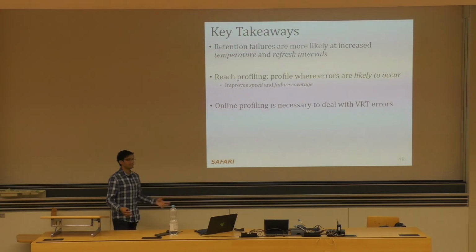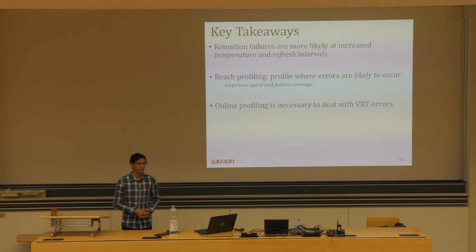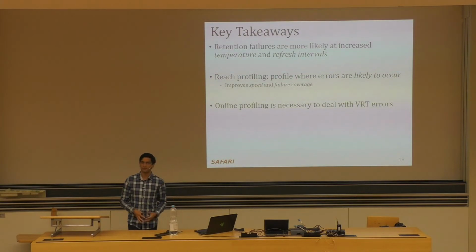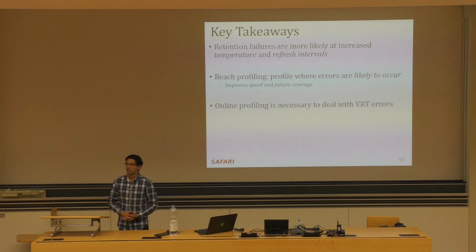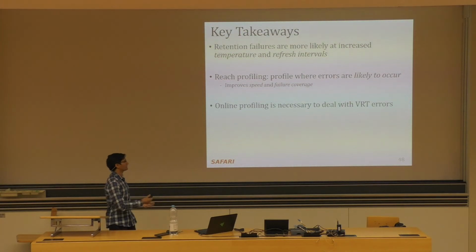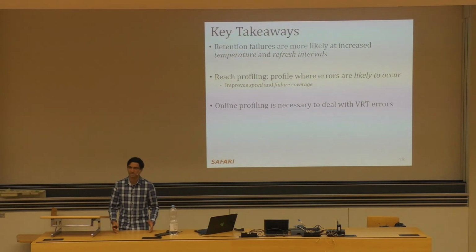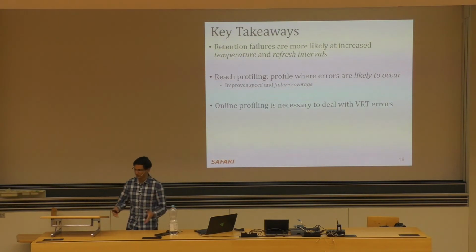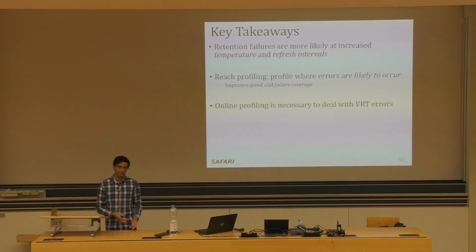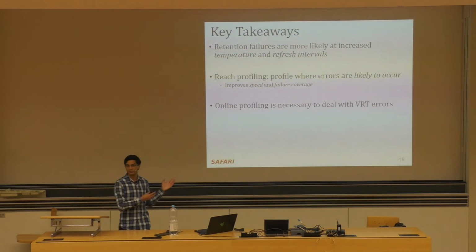Next, online profiling is necessary to deal with these VRT errors. And so this observation has actually been made in the past with some other works. This work serves to reinforce that, especially with these new devices that we've been testing. And this is an important takeaway because it's basically saying that this problem is much more complicated than just coming up with some really fancy algorithm, right? We need to do this profiling over and over because these cells keep changing. And maybe there's some way to do that. And maybe there's better ways than we propose here, right?